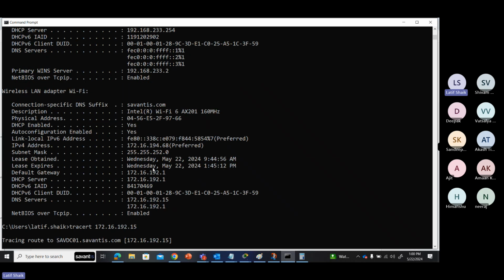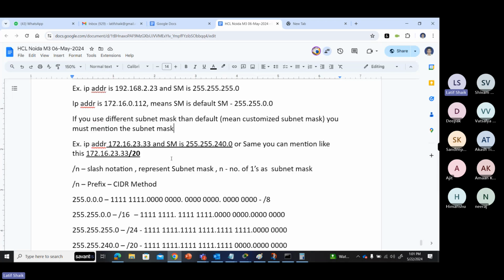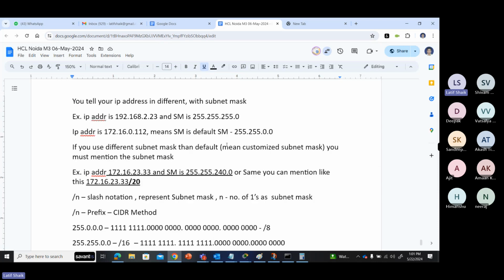In case you are using a different subnet mask, that's why I showed you this one. Here the subnet mask is not default. This is a class B network, so the subnet mask must be 255.255.0.0, but it is a different subnet mask. In these cases, you must mention the subnet mask. If you don't tell the subnet mask, it can be taken as the default one.